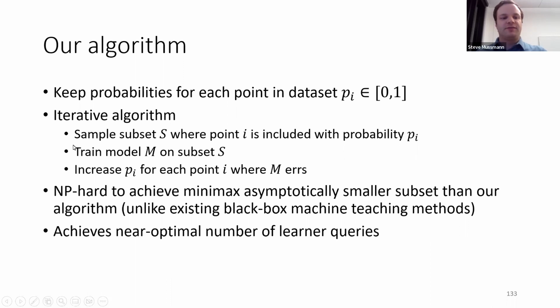So this is rather simple, but if you instantiate this algorithm with the right way of increasing pi, then we actually get some theoretical guarantees. It's NP hard to achieve a minimax asymptotically smaller subset than our algorithm, which is different from existing black box machine teaching methods. So this added flexibility allows us to get a better theoretical guarantee and actually matches the NP hardness lower bound. Plus, we can achieve the near optimal number of learner queries. So the number of rounds that we have to select the subsets is actually near optimal.